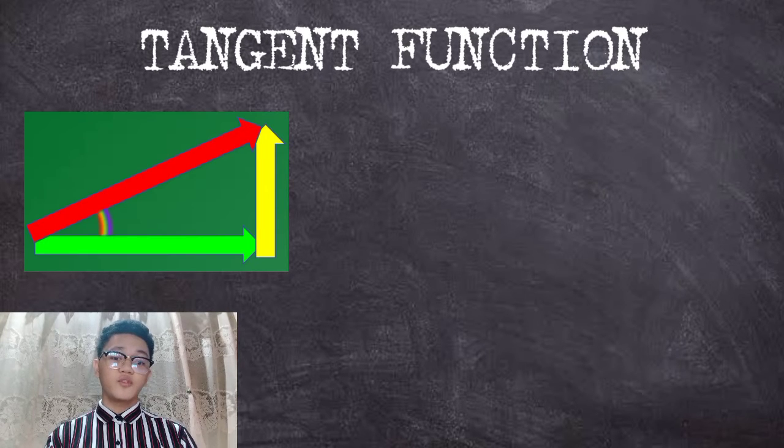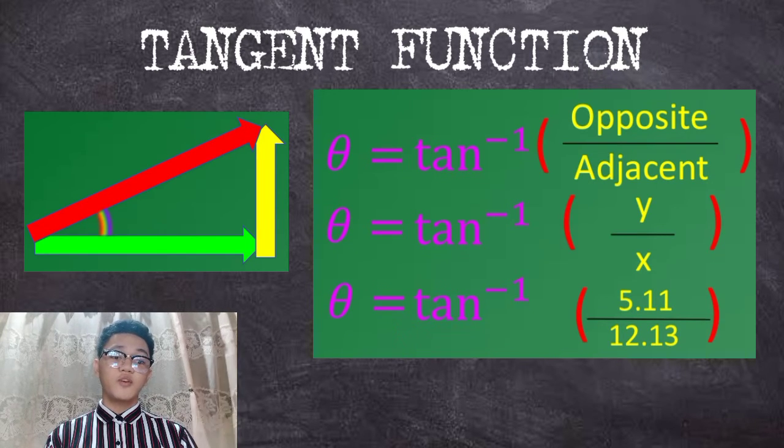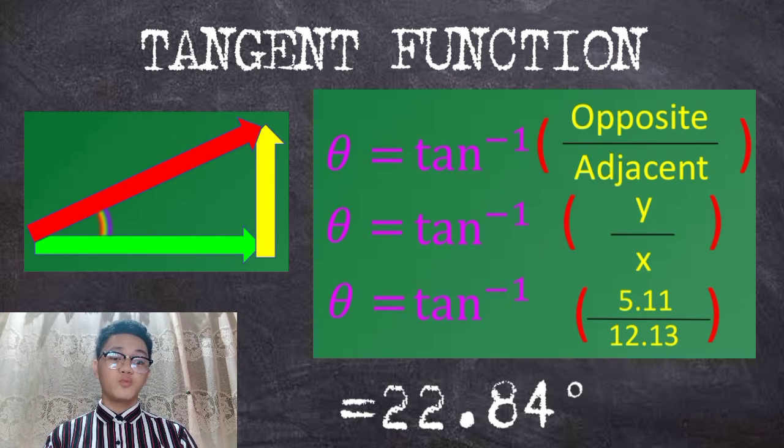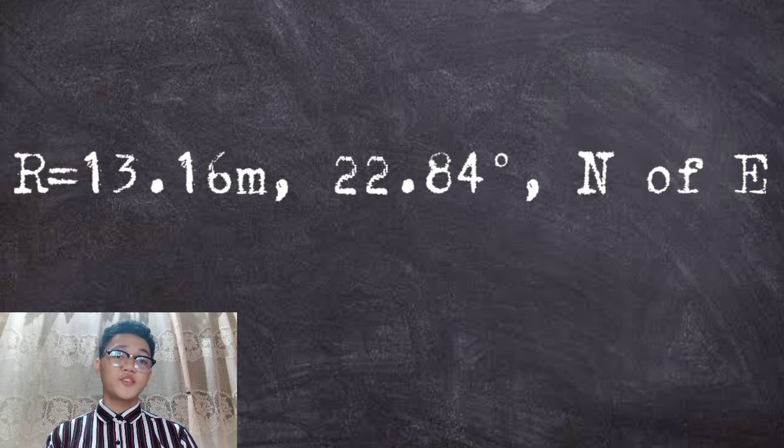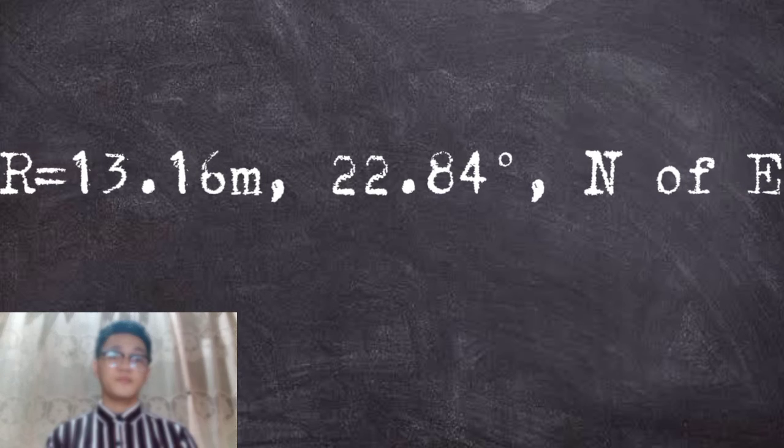Now we will use the tangent function, which has the equation of theta is equal to tangent inverse of opposite over adjacent. Theta is equal to tangent inverse of y over x. Theta is equal to tangent inverse of 5.11 over 12.13. Now we have the answer theta is equal to 22.84 degrees. Now we can simplify that r is equal to 13.16 meters, 22.84 degrees north of east.